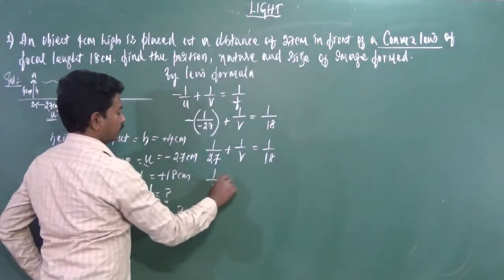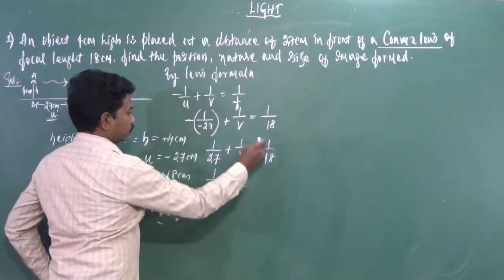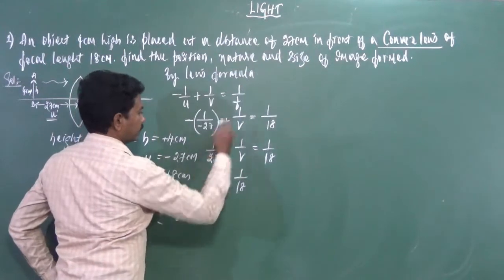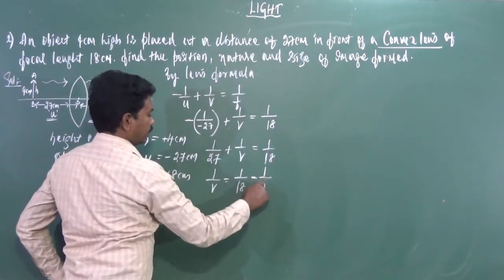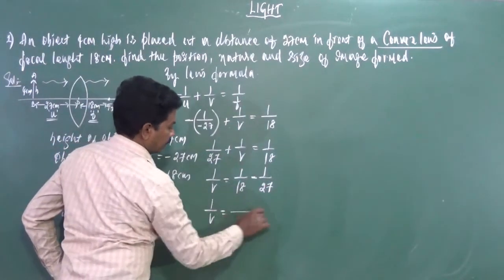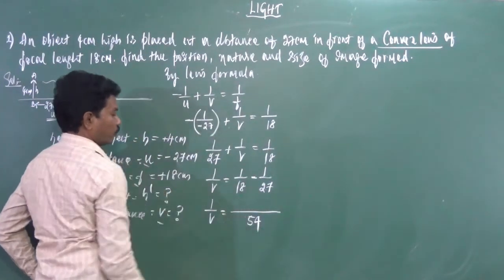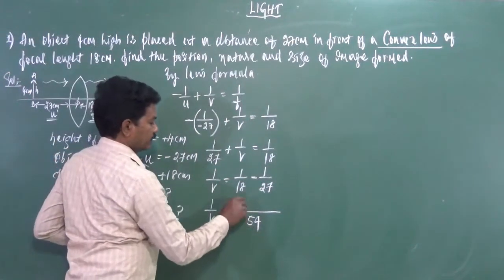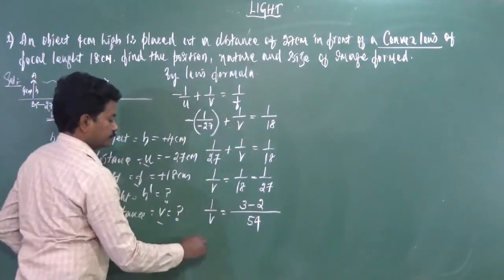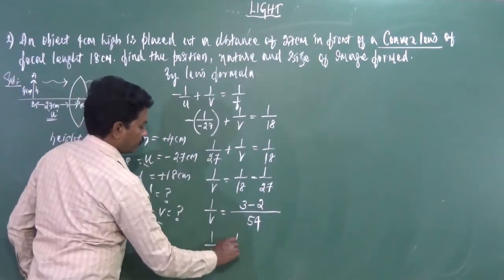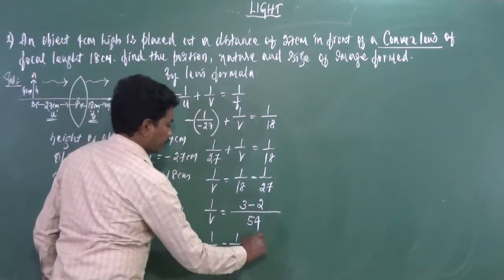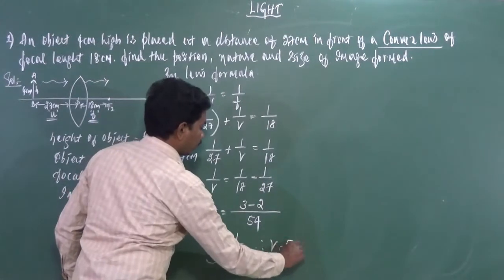So 1 by v is equal to 1 by 18. We will retain that here itself. We will transpose this 1 by 27 to the RHS, so that becomes minus 1 by 27. So 1 by v is equal to, for 27 and 18 the LCM is 54. 1 by 18 into 54 is 3 times, minus 1 by 27 into 54 is 2 times. So 1 by v is equal to 1 by 54. When we take the reciprocal on both sides, v is equal to 54 centimeters.